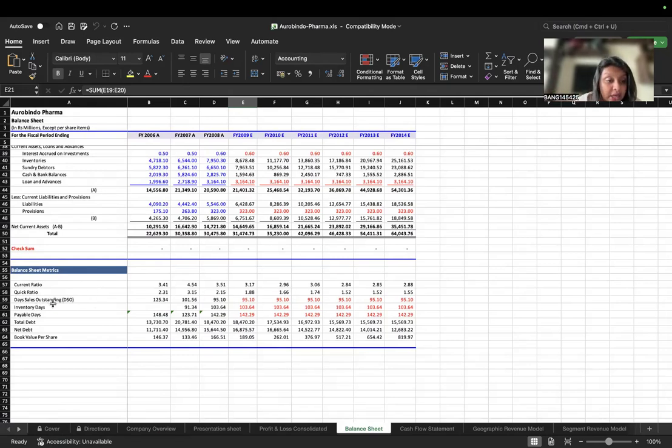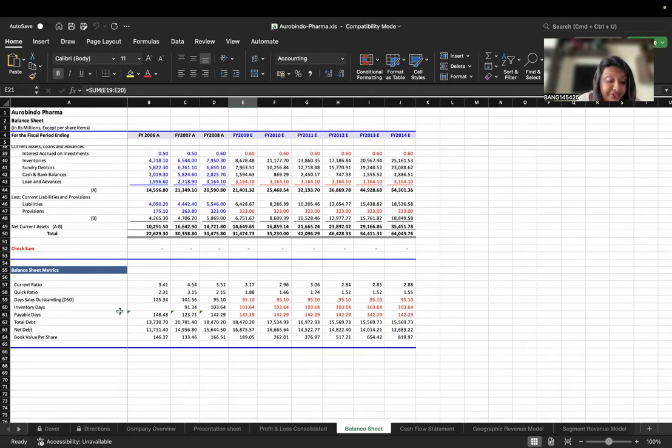Now, day sales outstanding is locked at 95 days from 2009 to 2014 in the forecast, and it is a very critical assumption. It means the model assumes it takes the company on average just over 3 months to collect payment from its customers. This is a long cycle, but common in pharma where trade channels are involved.